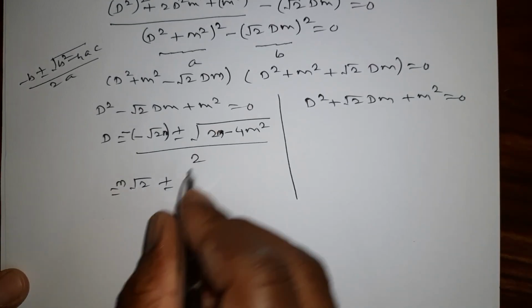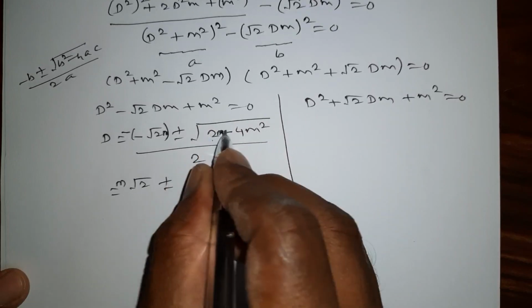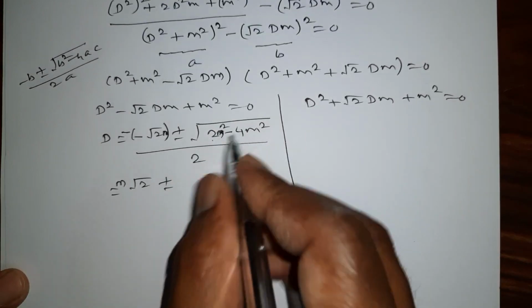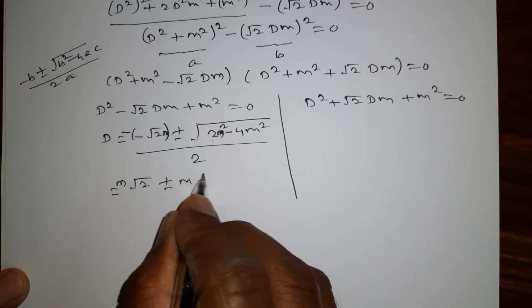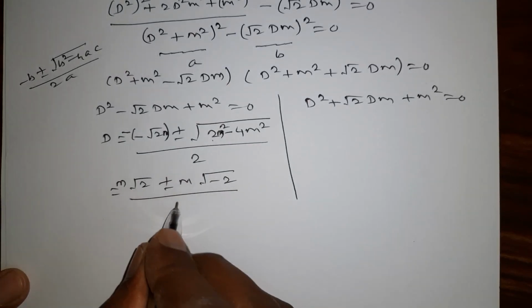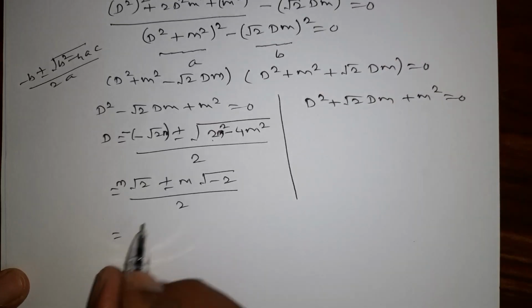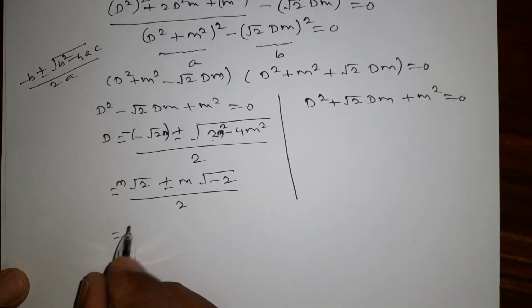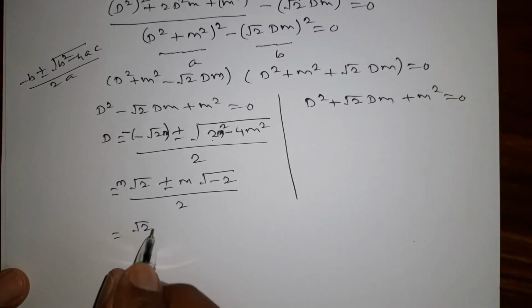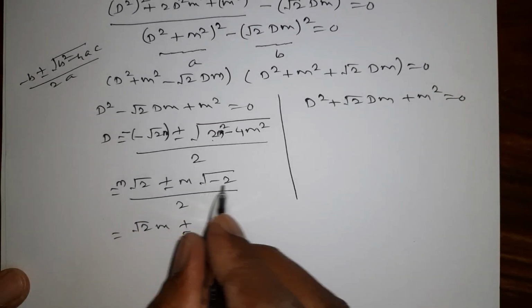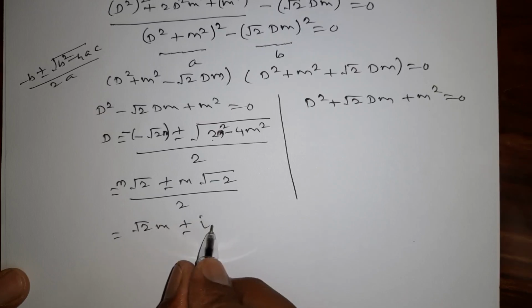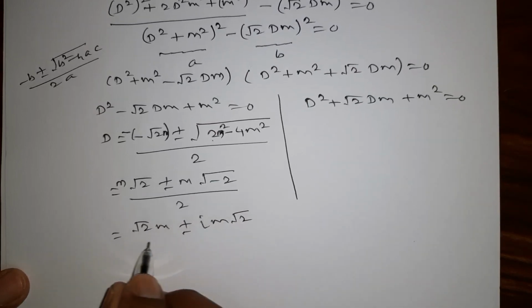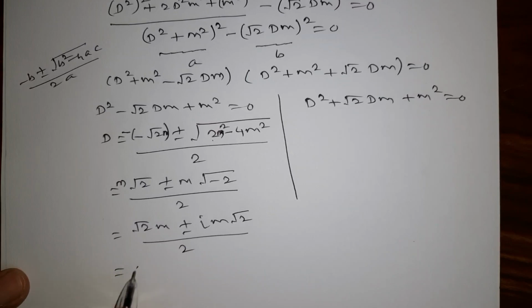Okay. Then here 2m minus 2m square minus 4m square, I get m root of minus 2 divided by 2. So, I get m common, or you may write as it is, no problem. So, root 2m plus minus, whenever square root of a minus sign is there, we take i. So, i m root 2 upon 2. So, this is m upon root 2 plus minus i m upon root 2.